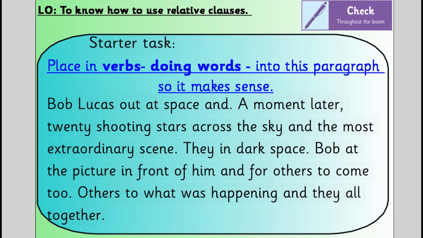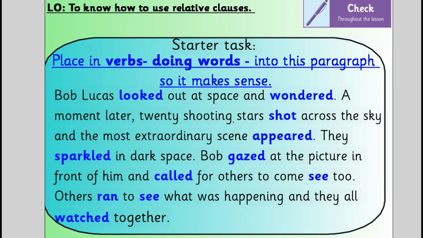Okay, welcome back. Hope you've had some time to place in the correct verbs, and now it's time to move on and check. So, Bob Lucas looked out at space and wondered. A moment later, 20 shooting stars shot across the sky and the most extraordinary scene appeared. They sparkled in dark space. Bob gazed at the picture in front of him and called for others to come see too. Others ran to see what was happening and they all watched together.